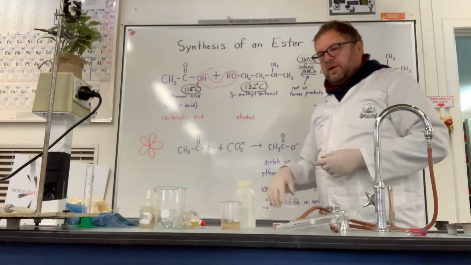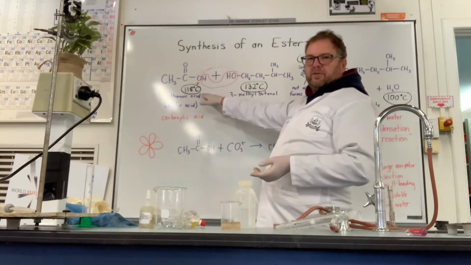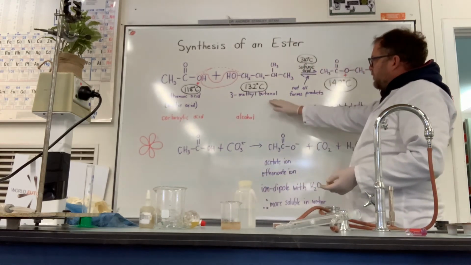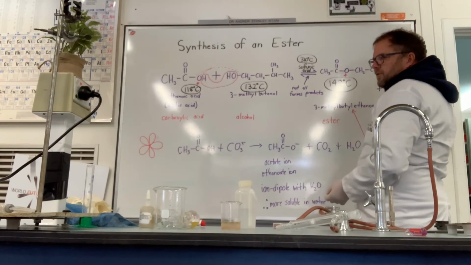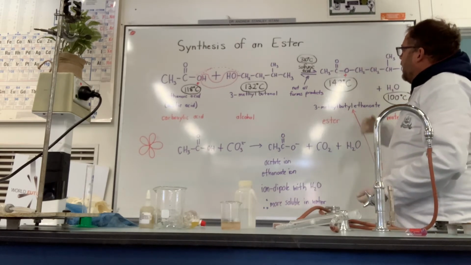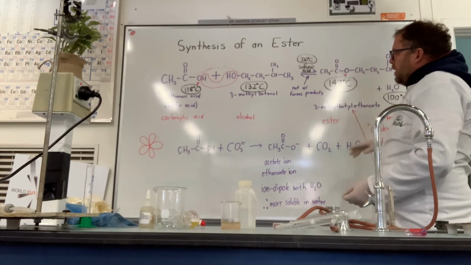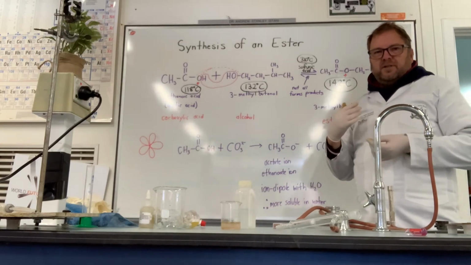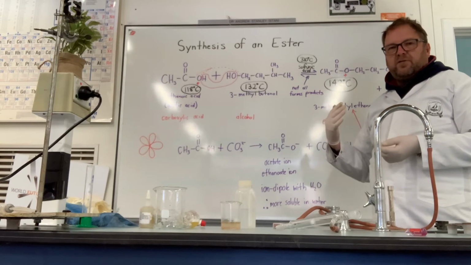The theory of what we're going to do next is, hopefully we've got rid of most of this ethanoic acid, but we might still have some of the alcohol present with our ester. Hopefully most of the water has gone as well. Sulfuric acid is reasonably soluble in water, so hopefully most of that's gone. But what we're going to do next is a distillation. So a distillation is a way of separating things based on the boiling point.